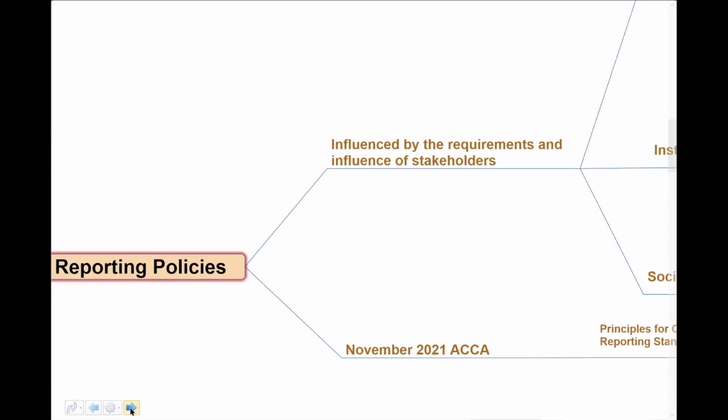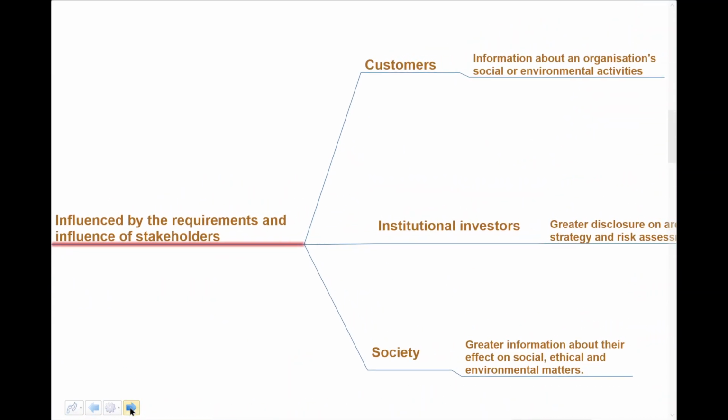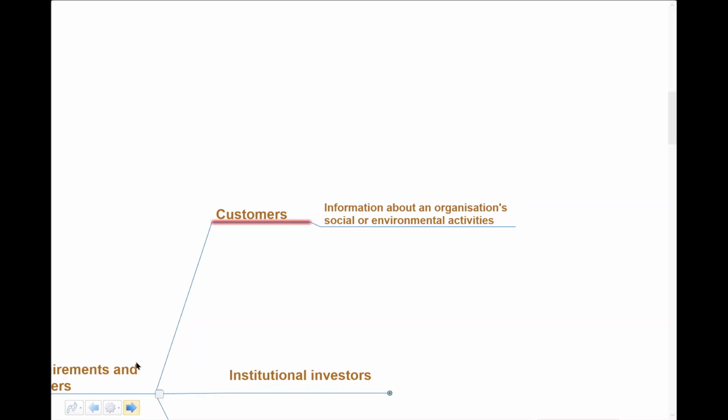Moving from there, when we think about reporting policies in different organizations, different companies, not-for-profit and for-profit entities will have different approaches. But broadly speaking, the requirements are to some extent influenced by the relevant stakeholder. So, for example, customers, and this is just one area, will be interested in a variety of things, but certainly one of them will be social and indeed environmental activities and the impact of the organization's activities on the environment.